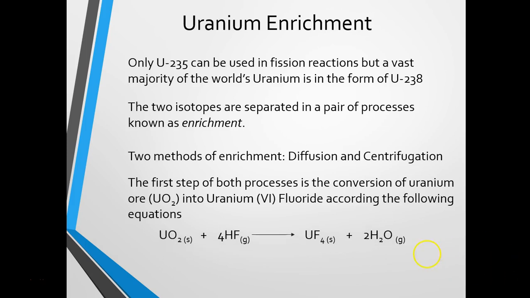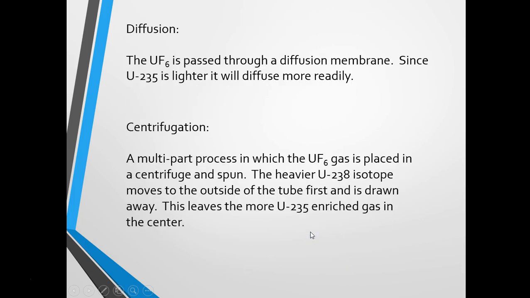The uranium ore is taken from the Earth's crust. It's reacted with hydrogen fluoride to produce UF4 and 2 moles of water. Then the UF4 is reacted with gaseous fluorine, and that creates UF6, which is in the gaseous form. Now, UF6 has an octahedral geometry, and so it's a nonpolar molecule, which makes it gaseous. Now, once it's gaseous, you can separate it with these two techniques.